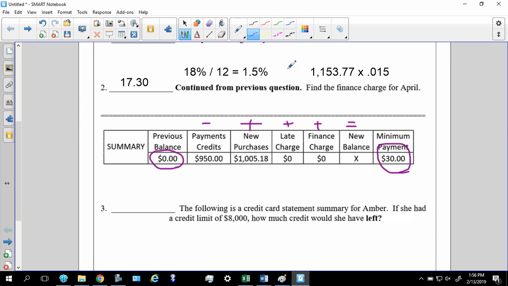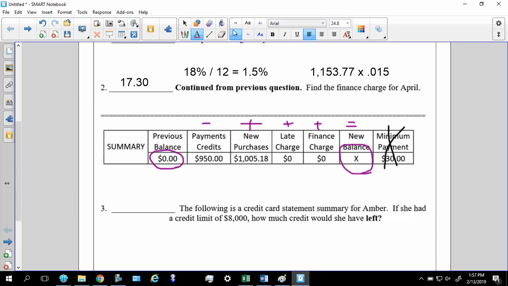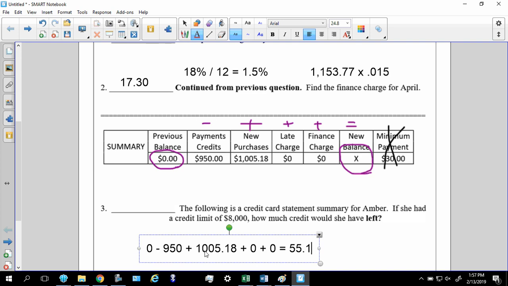Now this question is a sneaky question because it's actually two questions in one. You've got to solve for X and then you've got to actually solve for this thing. I don't know why I circled the minimum payment. I'm sorry, that should not have been circled. Sorry, you're probably yelling at me on your phone. Minimum payment, we have no concern for that. So it's going to look like this in your calculator: 0 minus 950 plus 1,518 plus 0 equals, well, when you do it, $55.18.